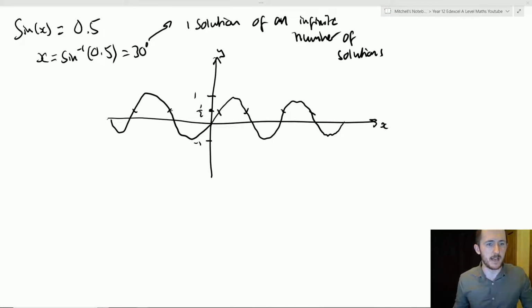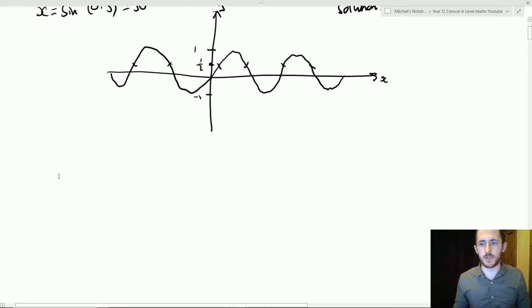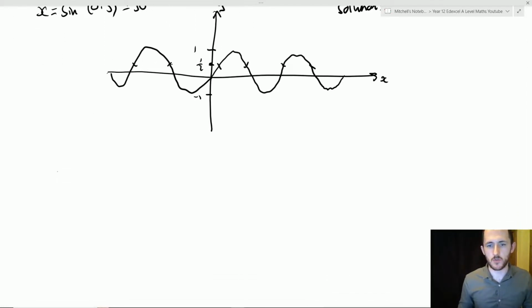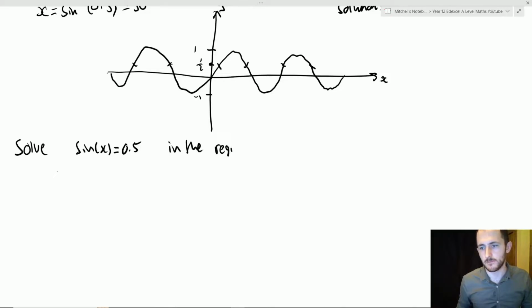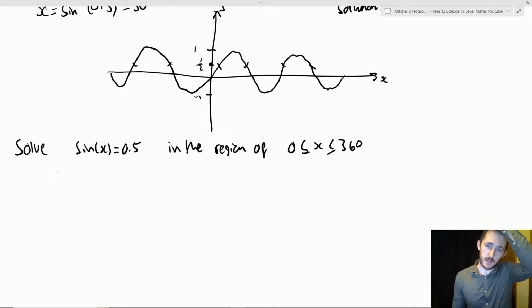So what you'll find is in A-level, they decide to give you certain boundaries and limits for what you're going to do. So what they might say is solve, or find all solutions, sine x equals 0.5 in the region of, and generally speaking it would be 0 to 360 for x. So once again, we have that x equals 30 degrees.